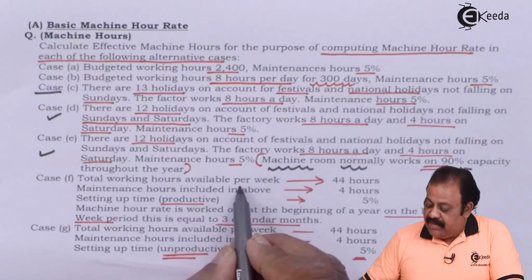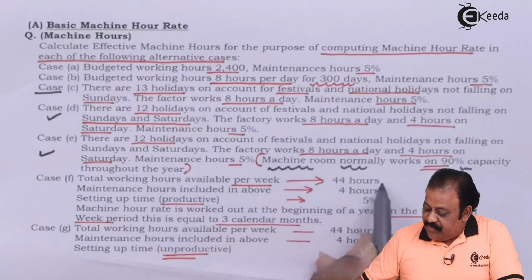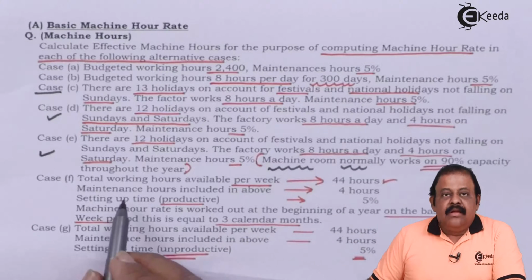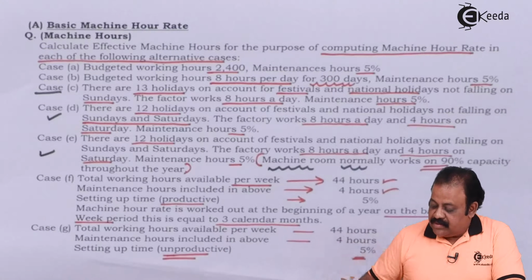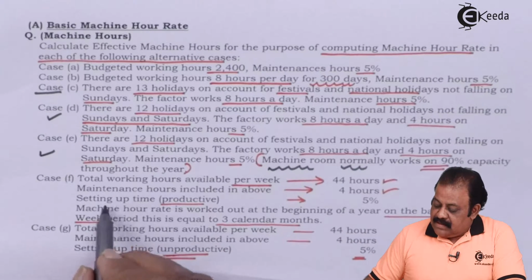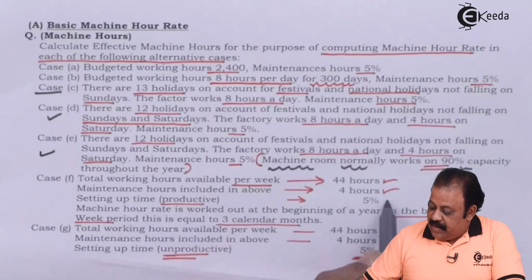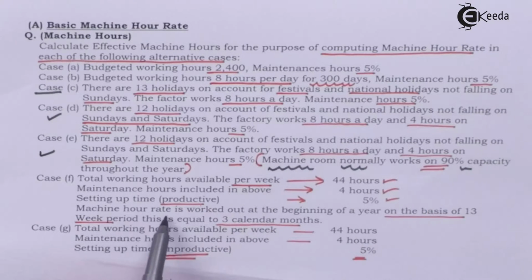Case F: total working hours available per week, it is given 44 hours. Maintenance hours included in the above, 4 hours. Setting up time productive 5%. Machine hour rate is worked out at the beginning of the year on the basis of a 13 week period, which is equal to 3 calendar months.